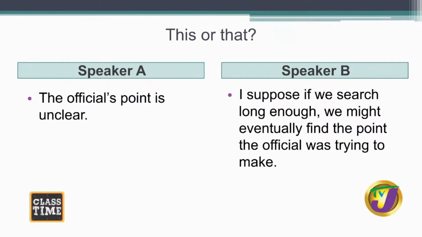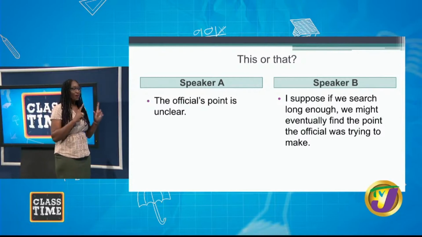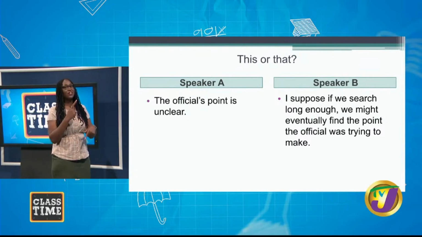Our next one, the official's point is unclear. The official's point is unclear. Speaker B decided to choose violence. I suppose if we search long enough, we might eventually find the point the official was trying to make. Now, dear me, look at these two statements very carefully. Are they different? Do they have different meanings? Did they convey the same idea?